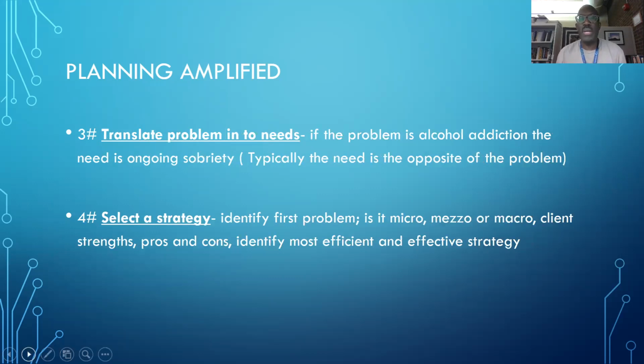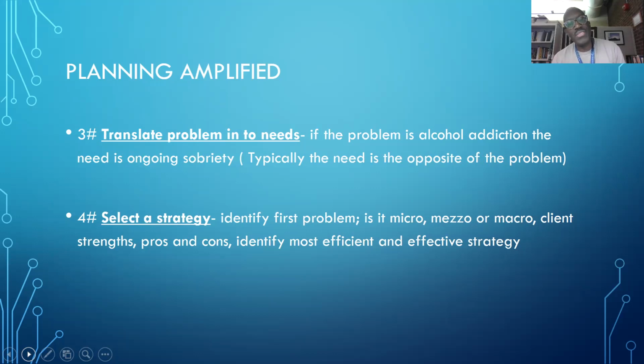Second, you need to be able to translate the problems that you hear from your client into an actual need. And typically, needs are just the opposite of what problems are. So the example here that I use is that if alcohol addiction is the problem, then the need to resolve it is ongoing sobriety. So think about it that way. So as you're identifying with your client what the problems are, then you're also looking at what the potential solution should be, and they should be a part of that process as well.